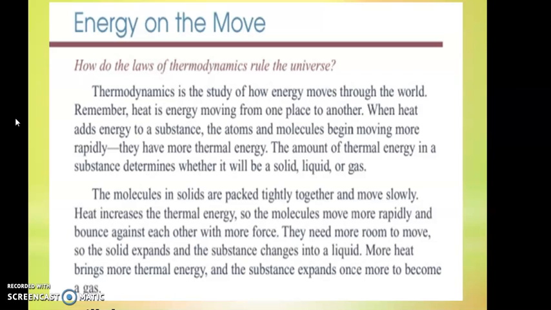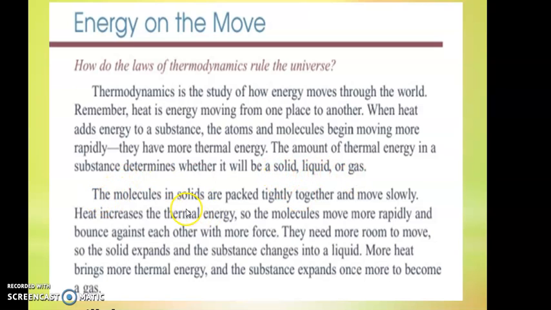When heat adds energy to a substance, the atoms and molecules begin moving more rapidly, right? They have more thermal energy. The amount of thermal energy in a substance determines whether it will be a solid, liquid, or gas, right?